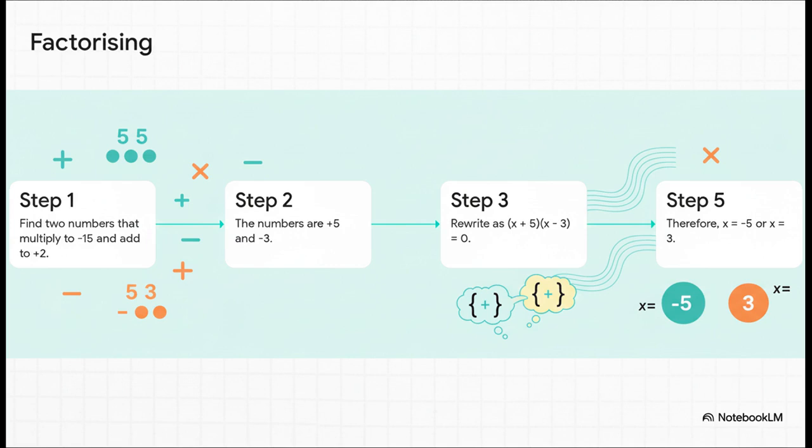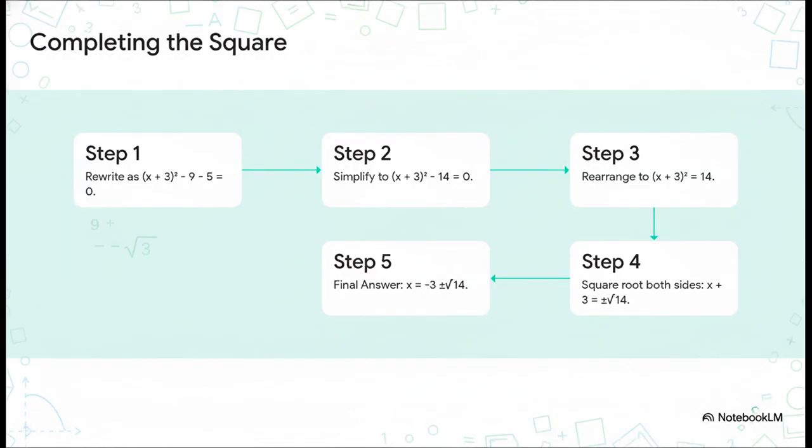Now, think about it. For 2 things to multiply together to make 0, one of them has to be 0, right? So either x plus 5 equals 0, which means x is negative 5, or x minus 3 equals 0, which means x is 3. 2 solutions, job done.